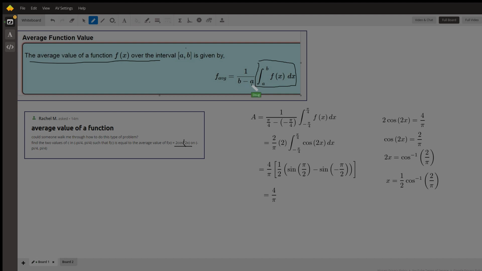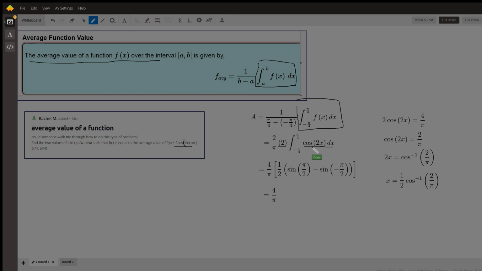b is pi over 4, and a is the opposite of pi over 4. And that becomes 1 divided by pi over 2, or 2 over pi. This definite integral right here becomes, well, we have to have the process. I move this 2 out front right here.